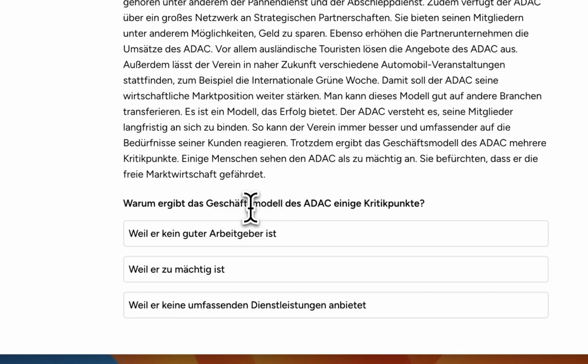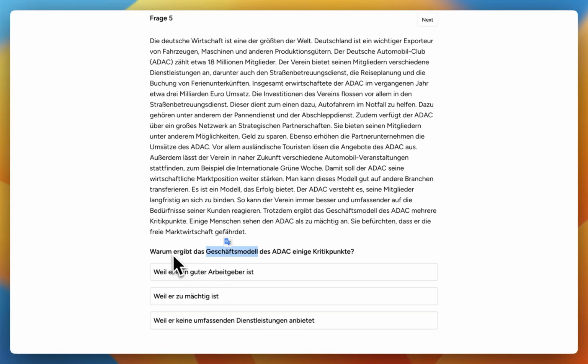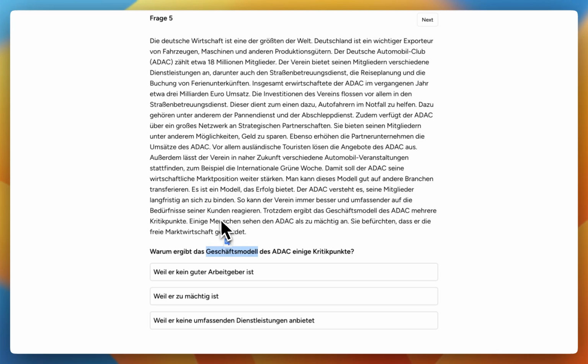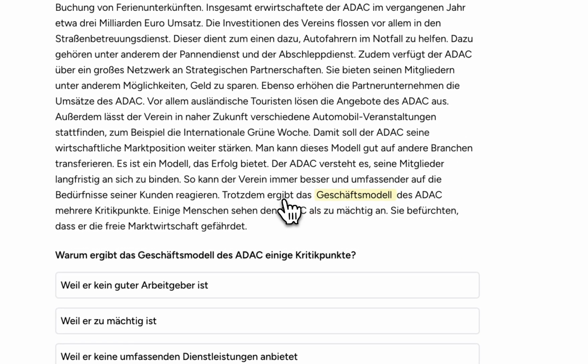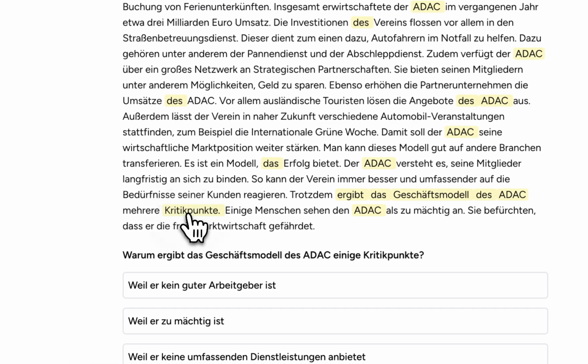Warum gibt Gesellschaftsmodell ADAC Kritikpunkt? So let's look at the words Kritikpunkt, ADAC, and Gesellschaftsmodell. Why is it a critique point? So let's look at if there are any matching keywords for that. So Gesellschaft, gibt das Gesellschaft des ADAC. Kritikpunkt, okay.